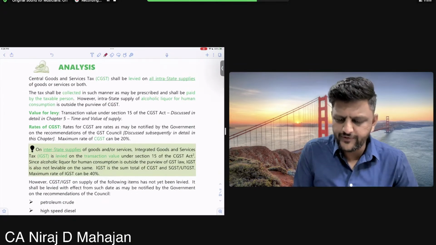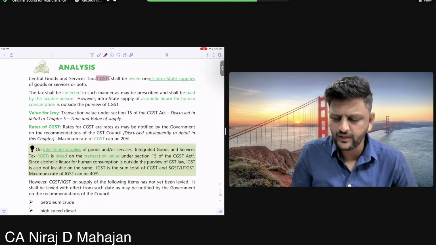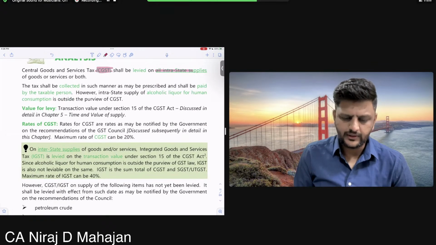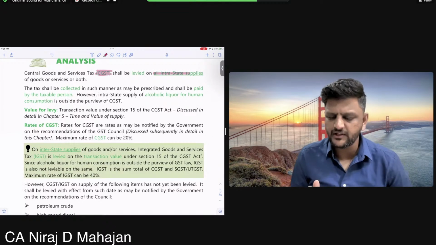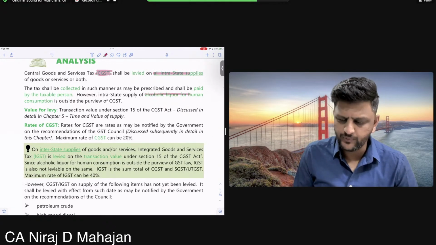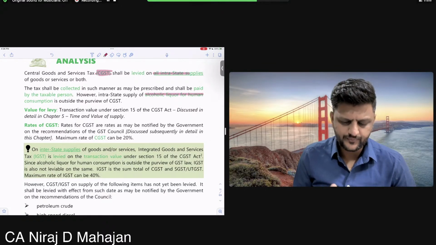So CGST, children, is levied on all intra-state supplies. This we have already done, right? Finally, that is also covered. Then it shall be collected in such manner as may be prescribed, but other than what, children? Alcoholic liquor for human consumption. This also we have done.